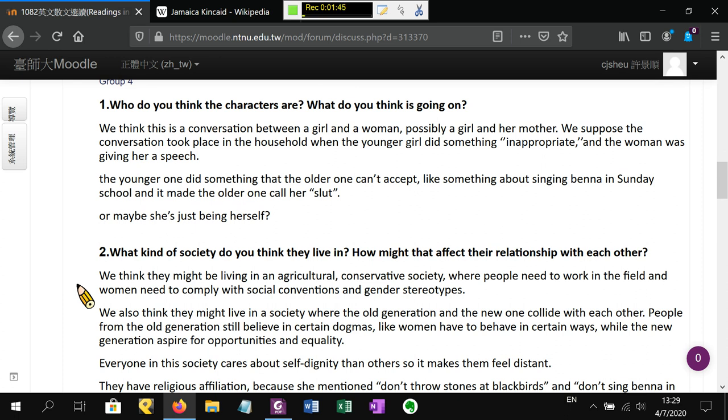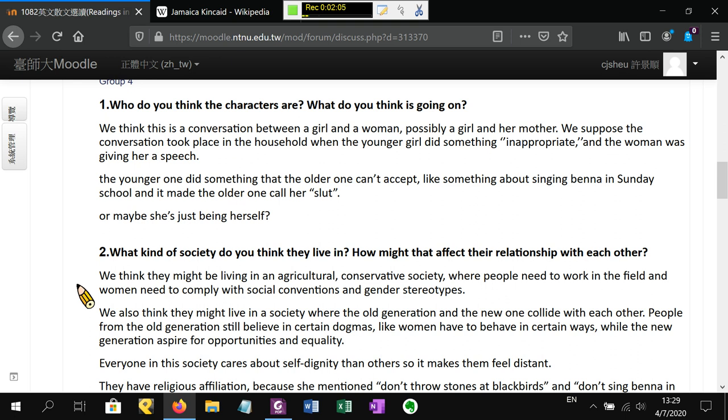So, first, who do you think the characters are? What do you think is going on? Most of you said it's a mother and her daughter, or possibly like a female elder and a young girl.